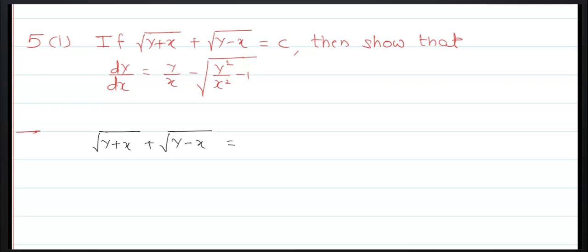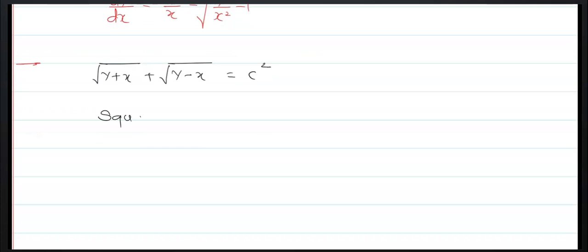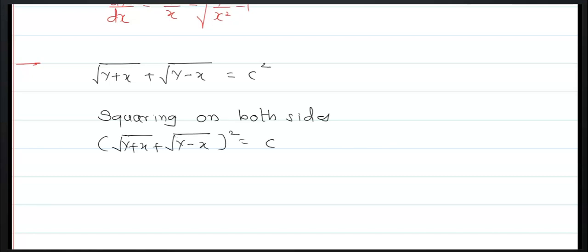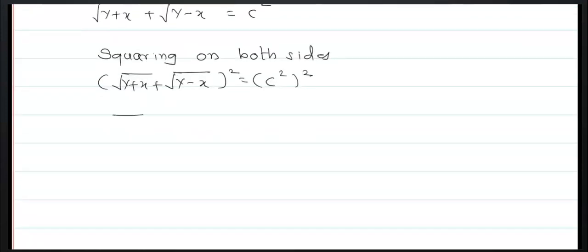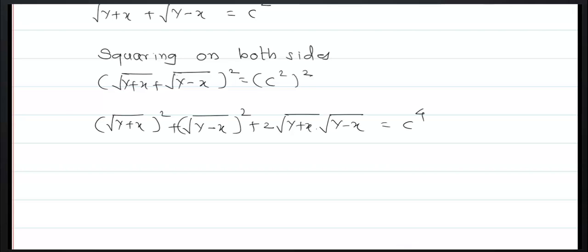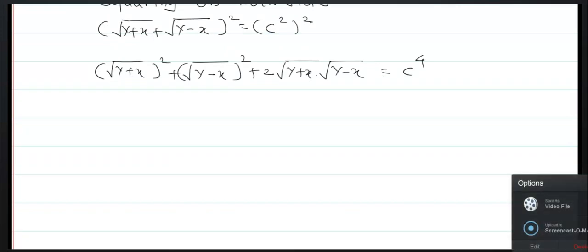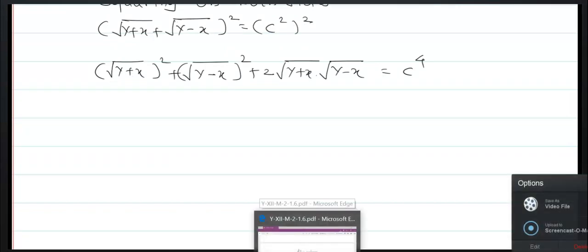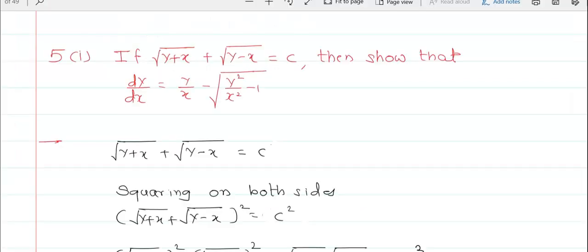Therefore, root of y plus x plus root of y minus x is equals to c. First of all, when squaring on both sides, I had written c square here by mistake. It is not c square, it is only c. I had made the mistake, that is only the c. Now I have corrected it.